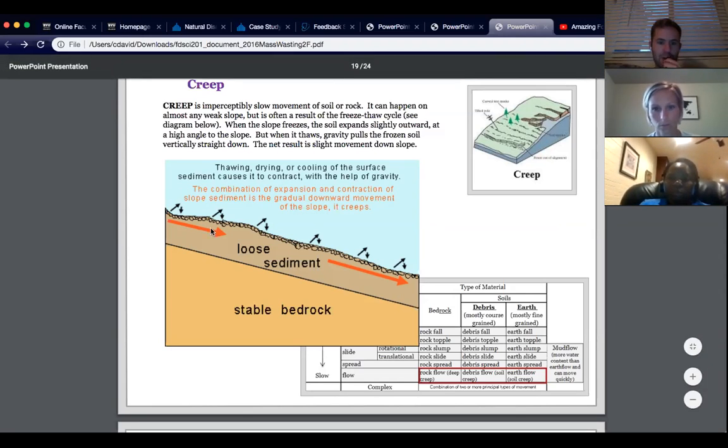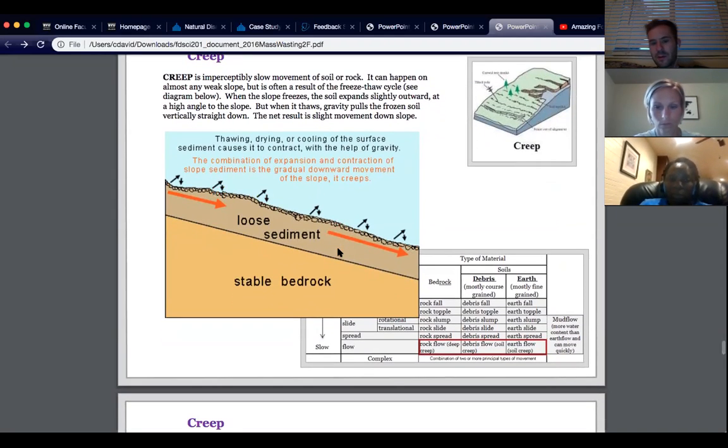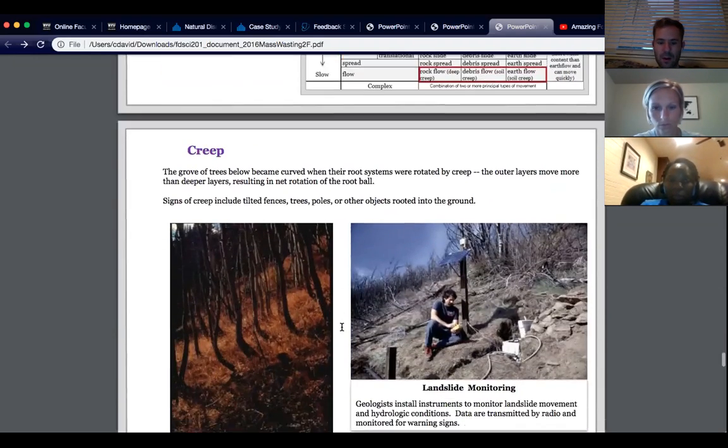So these little arrows show it kind of goes up. As it expands, it kind of slides a little bit down the mountain. And then as it cools or as it dries out, whatever the case may be, that causes it to shrink, it'll shrink down and it'll go down. So it kind of has this up, down, stair step motion down the side of the mountain. And this is really, really slow. I guess it's a type of flow, but it's really, really slow here.